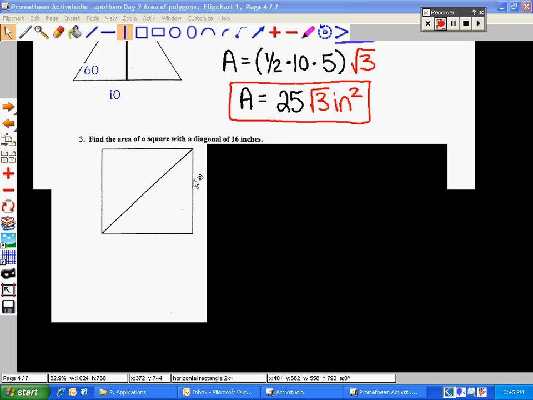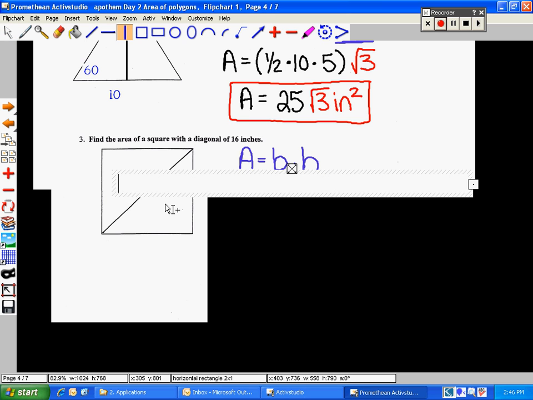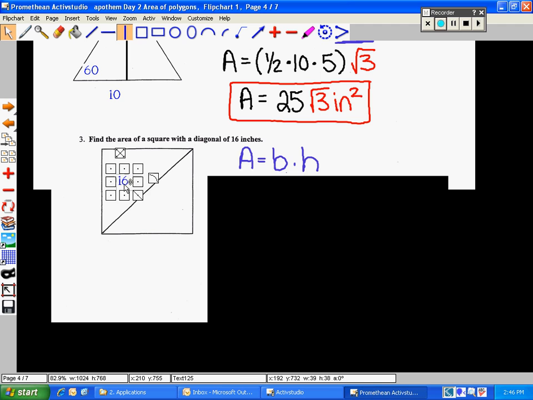To find the area of a square with a diagonal 16 inches, first of all we need to know the formula for the area of a square. Area equals base times height. I then put the 16 inches into my picture. And since this is a square, that means that all sides are equal. So this side is congruent to this side.